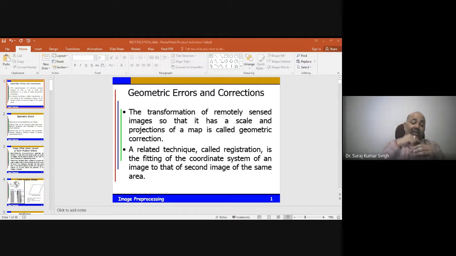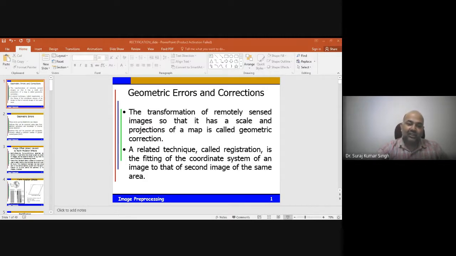So the satellite is going from north to south, and your earth is moving from west to east, making one complete revolution every 24 hours. Every 24 hours it takes to complete one revolution. So this interaction between the fixed orbital path of the remote sensing satellite and the earth rotation on its axis is known as skew, and it affects the geometry of the image that is collected.